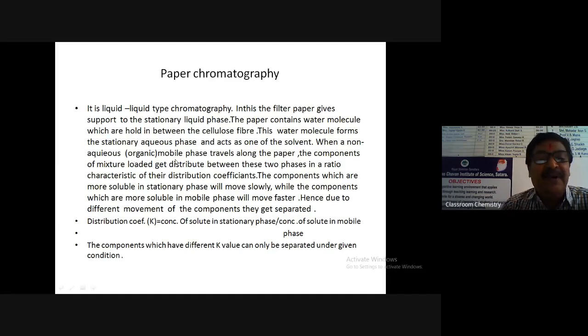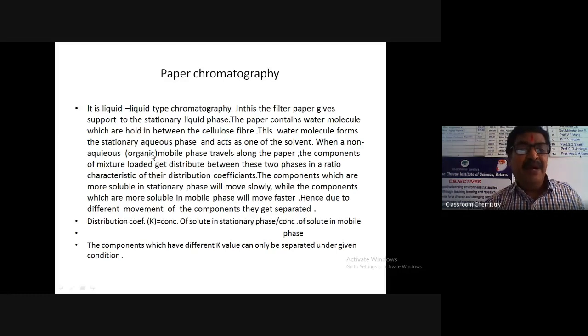It is an organic compound which acts as a mobile phase and this mobile phase travels along the paper. ती पेपरवर ट्रॅव्हल होत असते. म्हणजेच काय, organic compound acts as a mobile phase, while the water molecules which are held by the cellulose fiber, they are also liquid. Hence both the stationary phase is liquid and mobile phase is also liquid, that is organic compound or organic liquid. Hence this paper chromatography is a liquid type of chromatography.